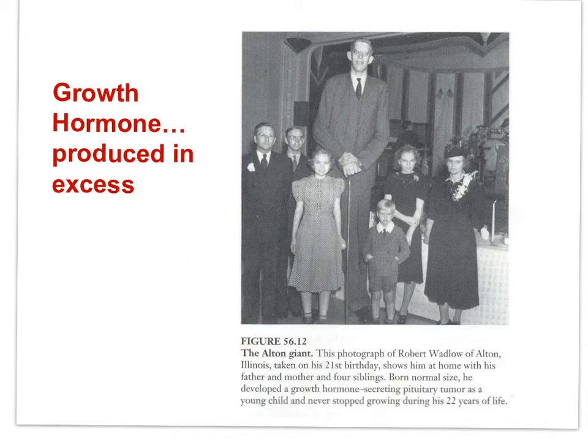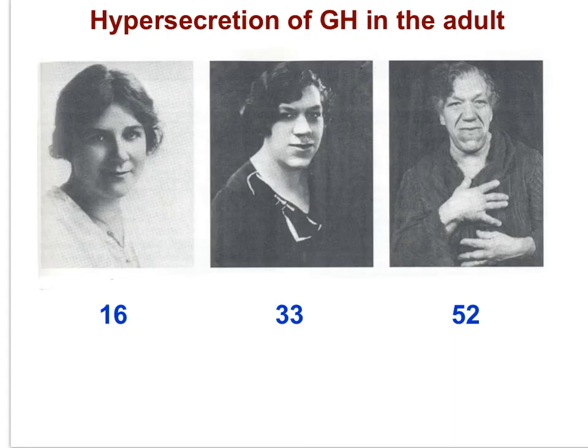Here is a photo displaying someone whose anterior pituitary secreted an excess of growth hormone during childhood. This person suffered from the hypersecretion of growth hormone during adulthood.